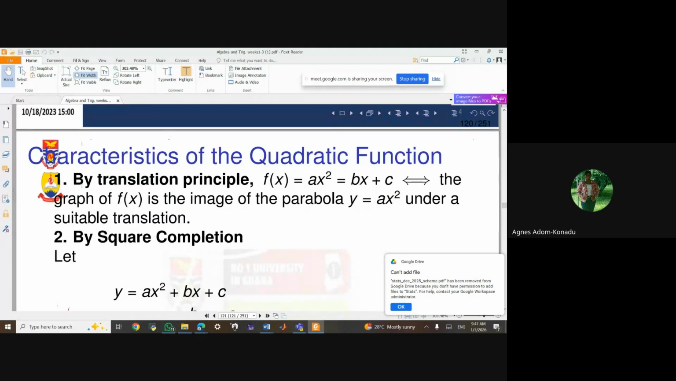Then characteristics of the quadratic function. Please, madam, your screen is not showing. It's coming from your end, please. Check from your end.